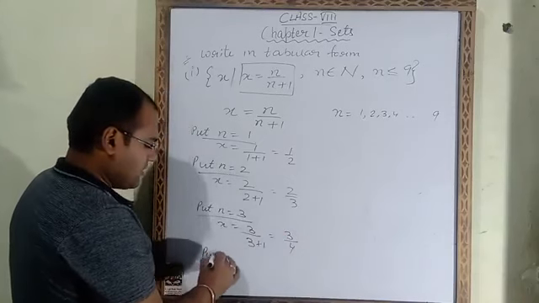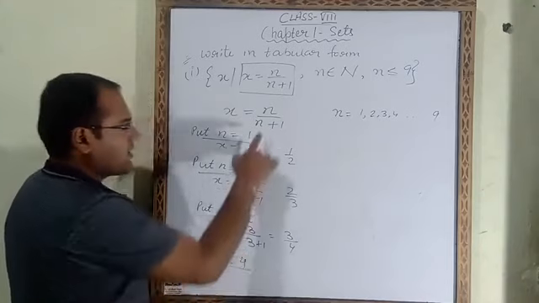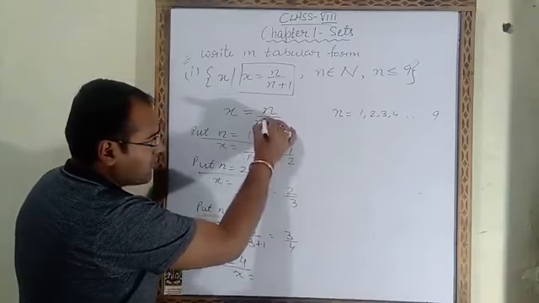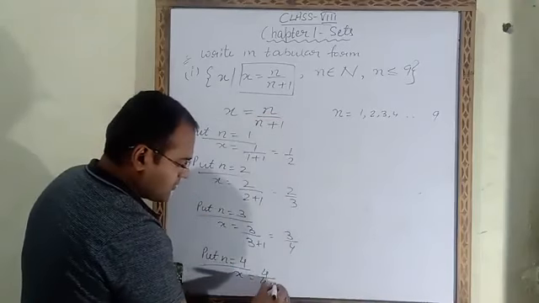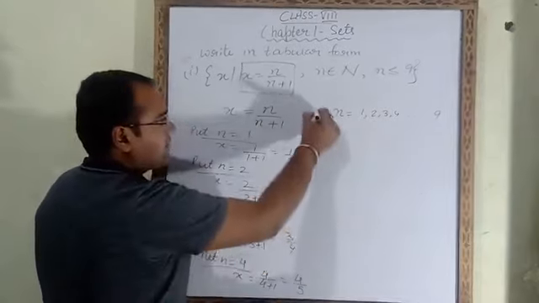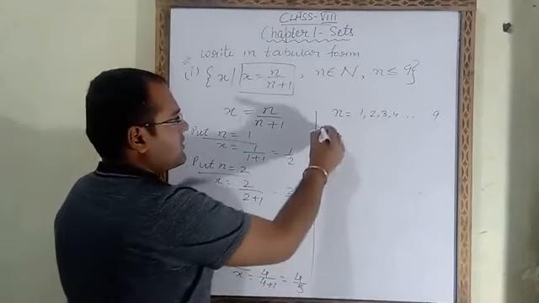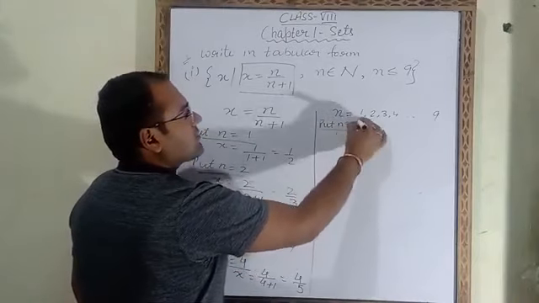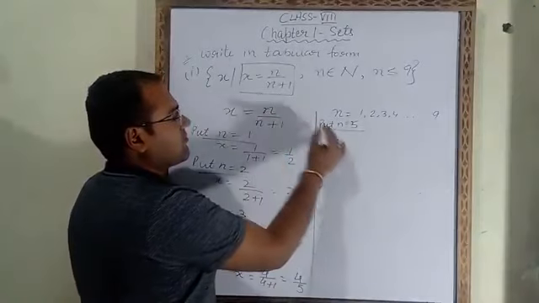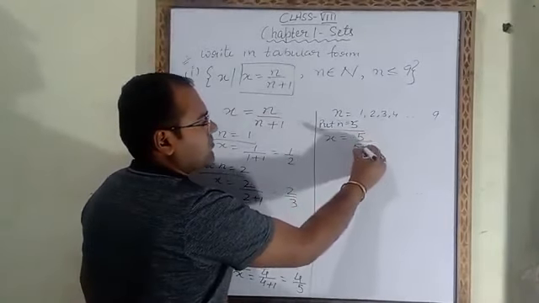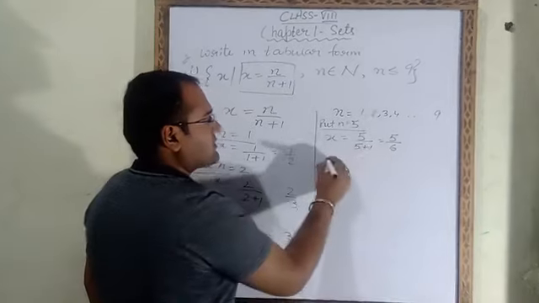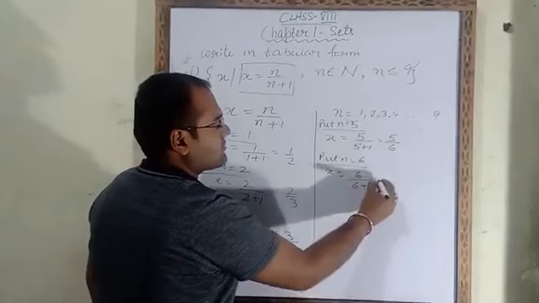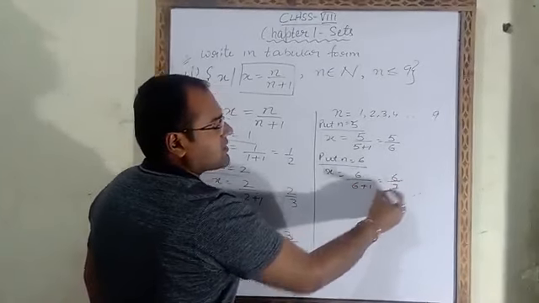Now put n is equal to 4. Here we will put 4. The answer will be x is equal to 4 upon 4 plus 1, that means 4 upon 5. Now we will put n is equal to 5. x is equal to 5 upon 5 plus 1, that means 5 upon 6. Put n is equal to 6, that means x is equal to 6 upon 6 plus 1, that means 6 upon 7.